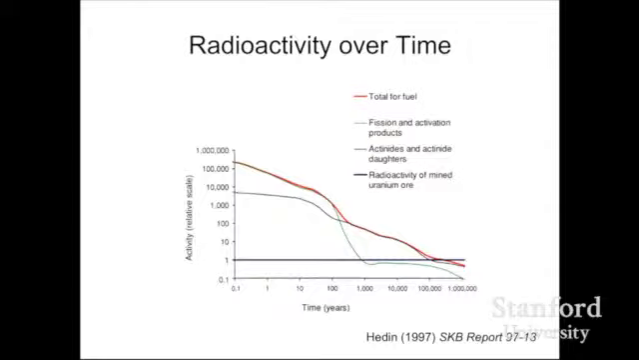So we see it takes about 1 million years, or many hundreds of thousands of years, to cross the horizontal line, which is the level of radioactivity of the uranium ore that was used to create this spent fuel assembly. Okay? So in a crude way, that's how long it takes to get back to where you started in terms of radioactivity.